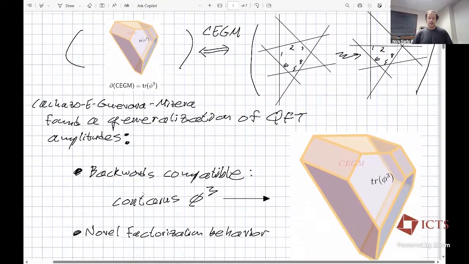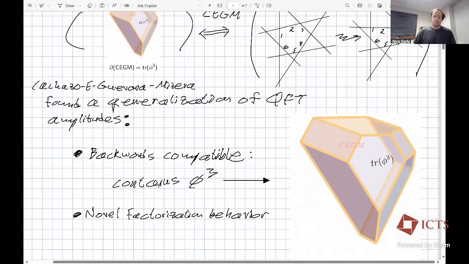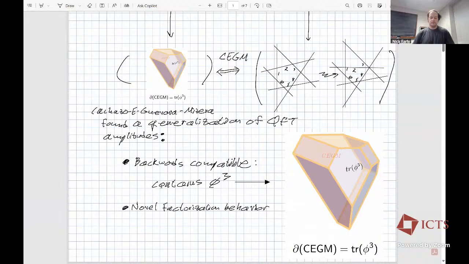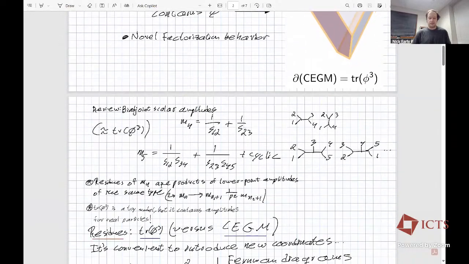All right, so it's backwards compatible, contains cubic scalar, contains the biadjoint scalar or trace phi cubed as a special case, and we have some novel factorization behavior. So that's what I'm going to talk about for the rest of today.